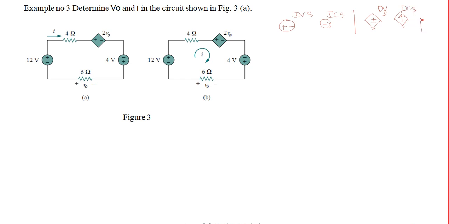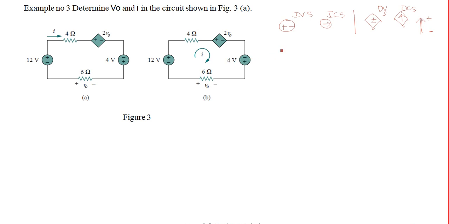Please make note that the arrowhead indicates positive polarity and the tail indicates negative polarity. Now coming to this, we need to find V0 and I, again by applying KVL here.